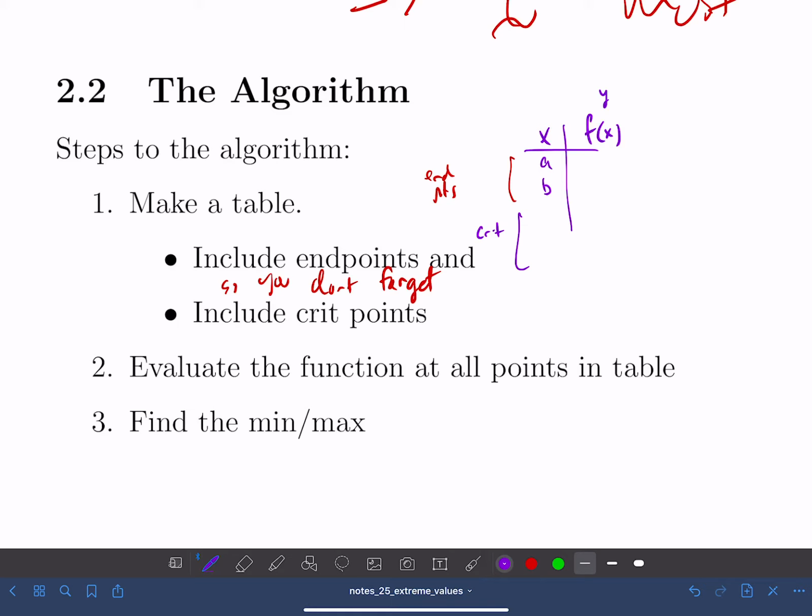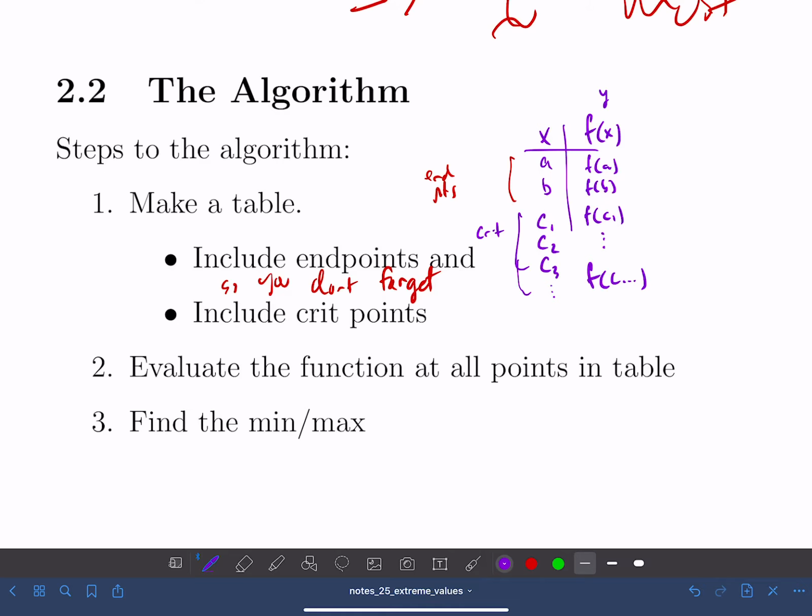So let's call those like C sub 1, C sub 2, C sub 3. However many do you have? I don't know how many critical points your function has. These are training exercises that we're giving you, so probably not too many. Then we should evaluate the function at all those points in the table. So this is going to be f of A, f of B, f of C1, f of C, however many you have.